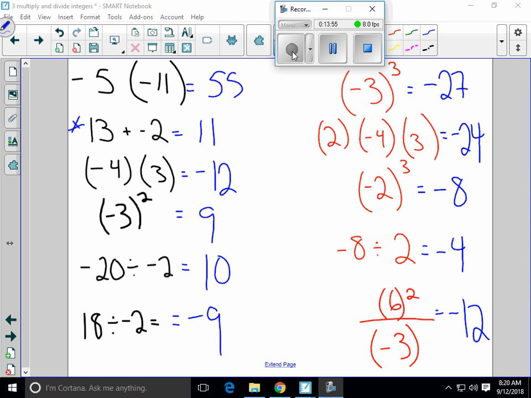And here are all the answers in one place so you can check. The second one, I'm not sure how an addition problem got in there. There's supposed to be multiplication and division.